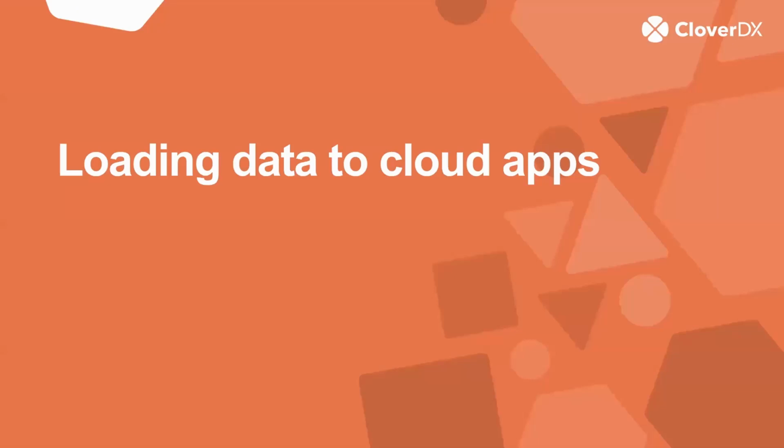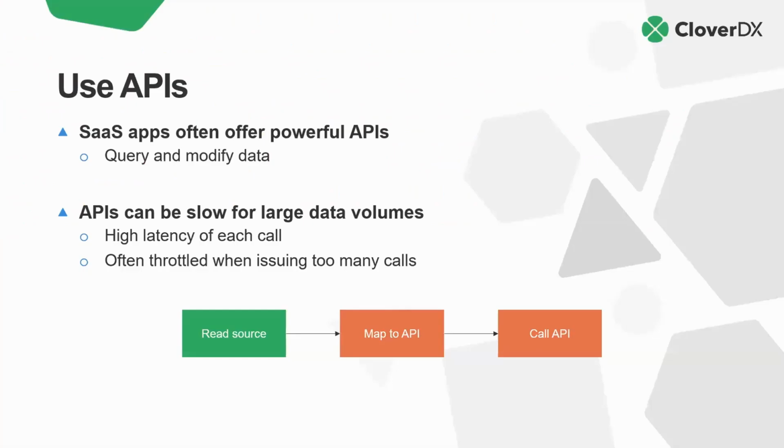And finally, let's talk a little bit about the cloud apps, which is kind of the generic catch-all term for anything that's not a database or a file system. And frequently, the best way of doing the loads in here is through an API. Oftentimes, when you are talking about cloud applications, you mean something that's SaaS, right? Software as a service. And these tend to provide powerful APIs that allow you to work with data in those applications. You can often query and modify the data.